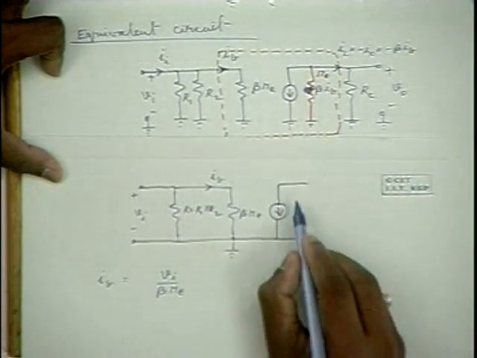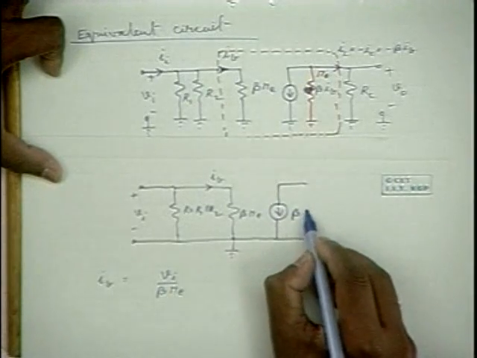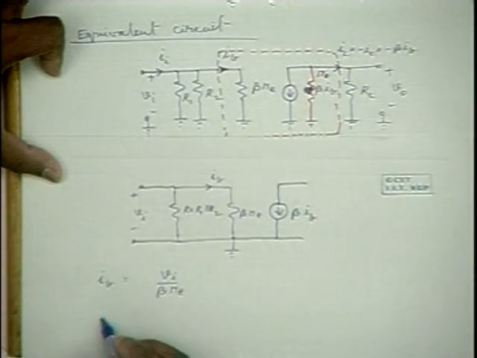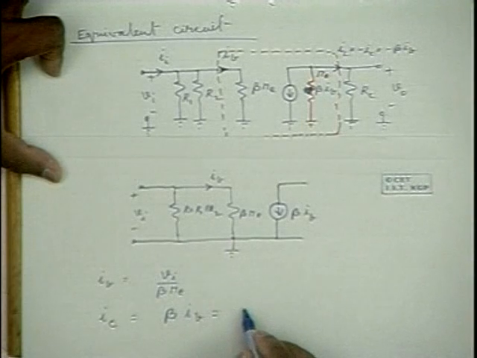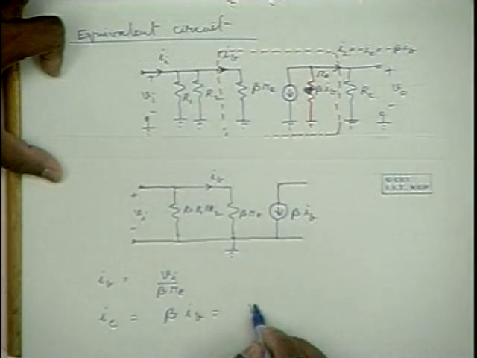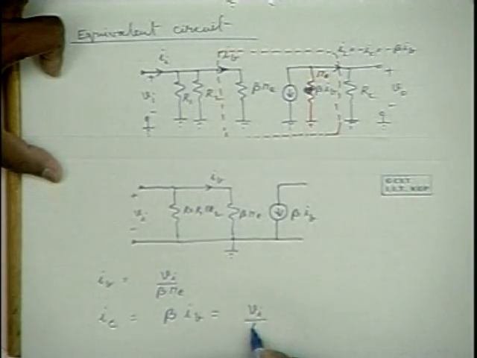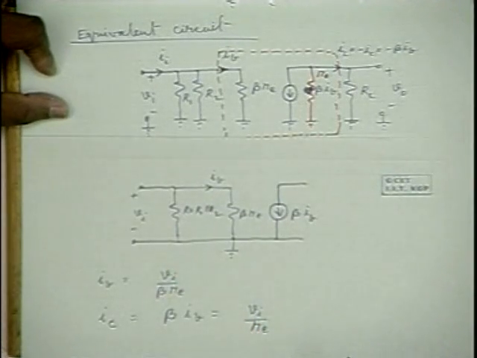Then the output current IC is known to be beta IB. Therefore, IC is equal to beta IB, which is equal to Vi by Re itself. Now, IC is expressed in terms of the input voltage Vi.